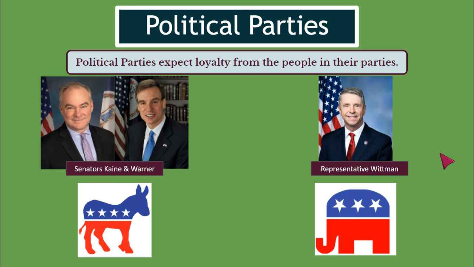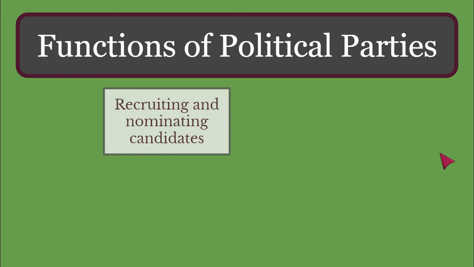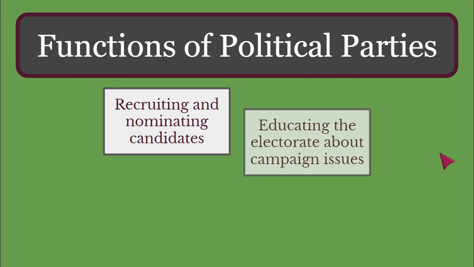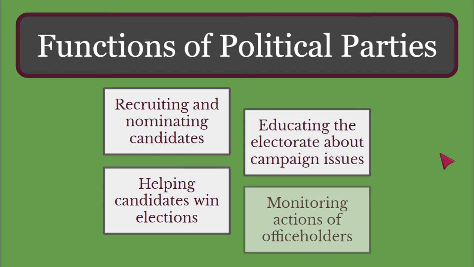Our party wants this bill to pass, so vote with the party. There, again, are four functions of political parties. They recruit and nominate candidates, they educate the electorate or the people about issues, they help candidates win, especially by endorsing them or giving them money, and they monitor the actions of office holders.